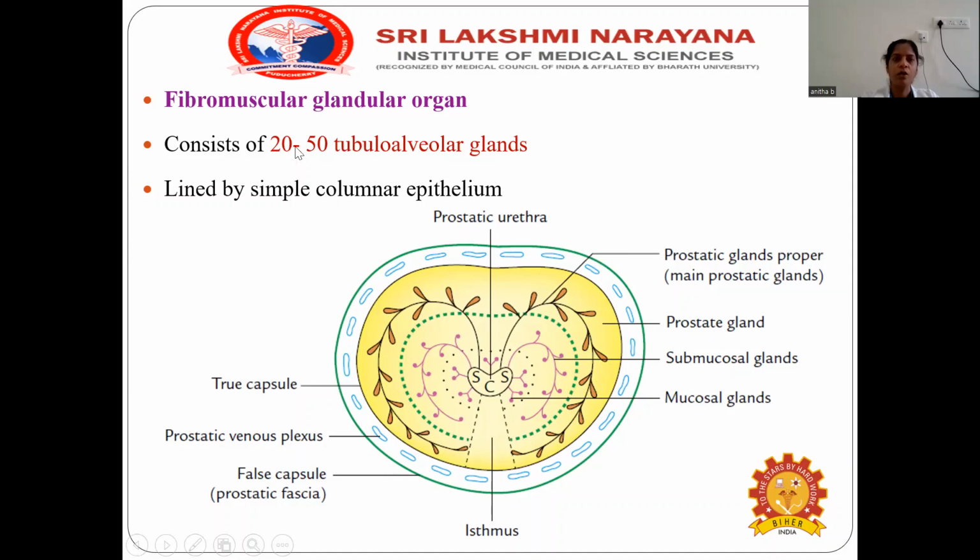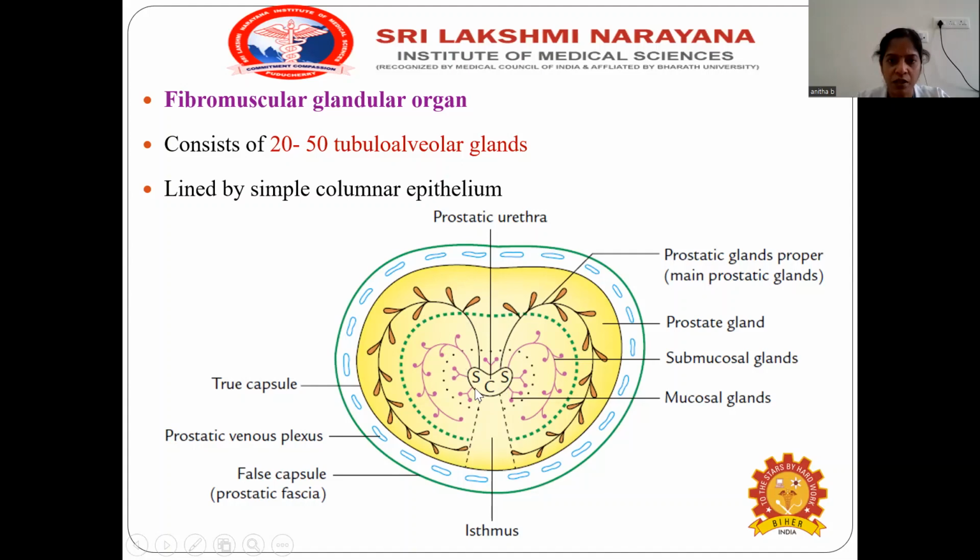Within the prostate gland, you can see these are the glands. Around 20 to 50 tubulo-alveolar glands are there. You already know about tubular glands and alveolar glands. Tubular means they will be like a tube. Alveolar means they will be cone shaped. So both the things will be there.